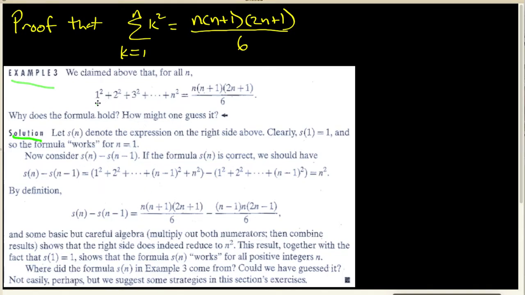And the thing that we want to prove is that the sum of the first n squares, the sum of the first n perfect squares, is given by this formula. And of course the authors ask, why does the formula hold?